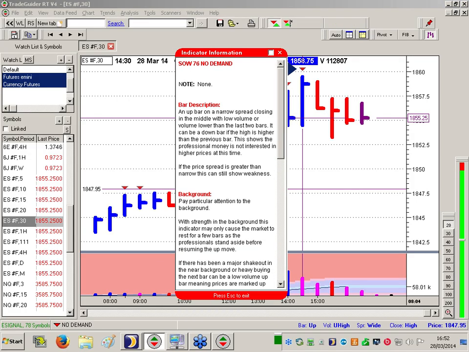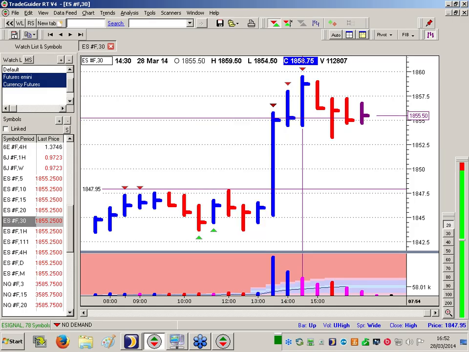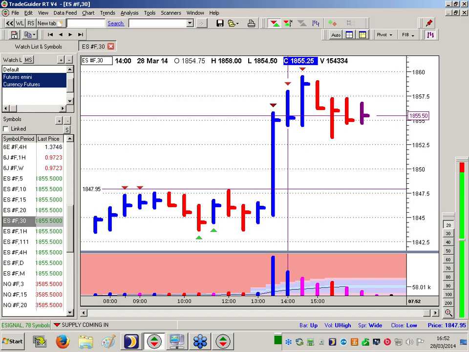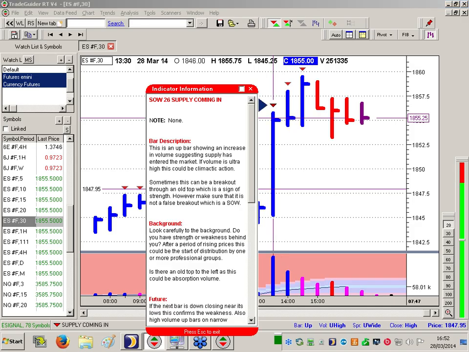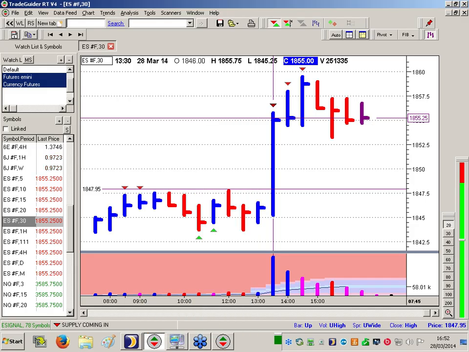Supply. No demand. That's it. Well, that's typical. Professional money would see that what caused that. They would see that, but they mark it up, and that's why you get no demand. And that's why it's drifted off, look.